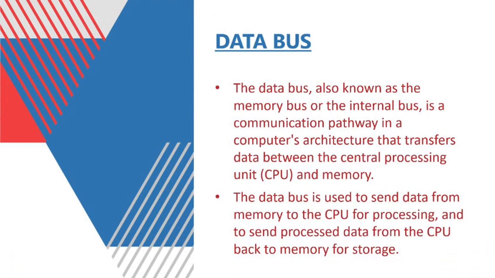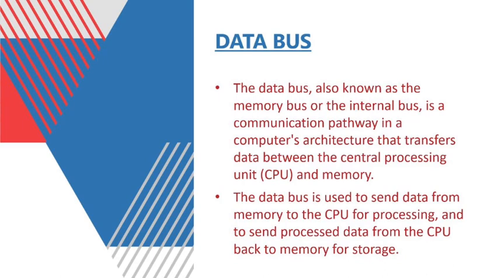I will be explaining the data bus in single bus architecture. The data bus is also known as memory bus or internal bus. It is a communication pathway in computer architecture that transfers data between CPU and memory. This bus is a bidirectional bus, meaning that data can be transferred in both directions, from memory to CPU and from CPU to memory. Also, it is synchronous. That means the data transfer is synchronized with a clock signal.